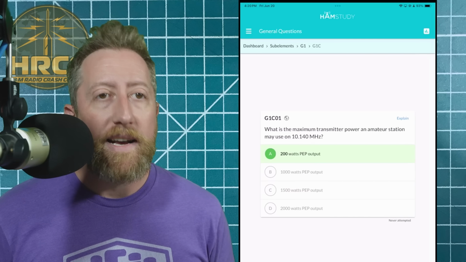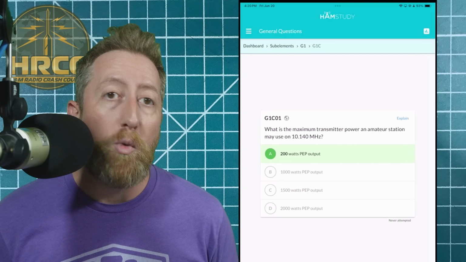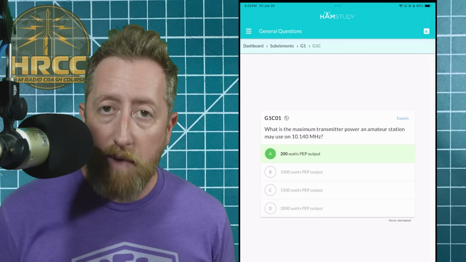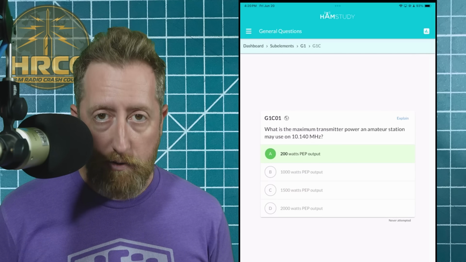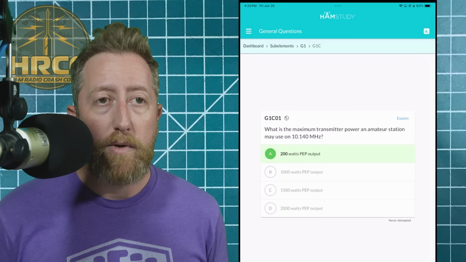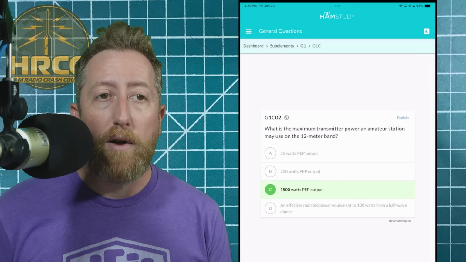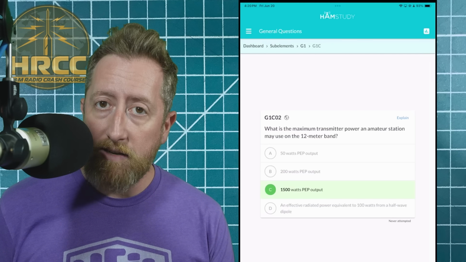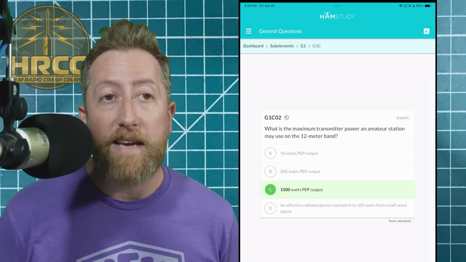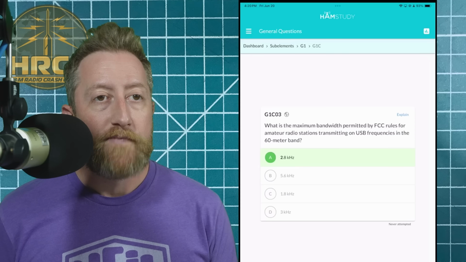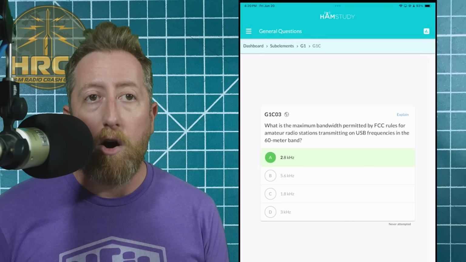Question 1. What is the maximum transmitter power of an amateur station that may use 10.140 megahertz? We talked about the 30-meter band earlier, and it is 200 watts peak envelope power. And yes, that is something you do need to abide by. Question 2. What is the maximum transmitter power an amateur station may use in the 12-meter band? This band is much like all the other ones where our maximum power output is 1,500 watts peak envelope power, or PEP.